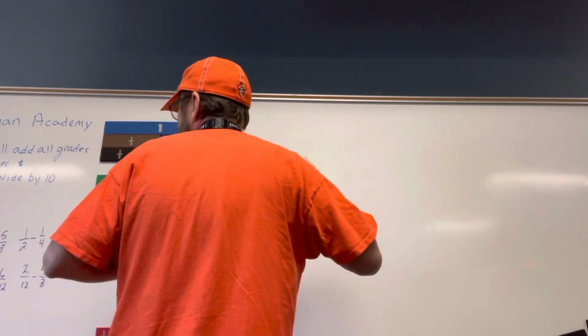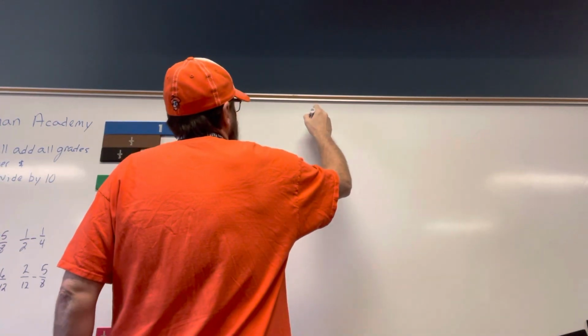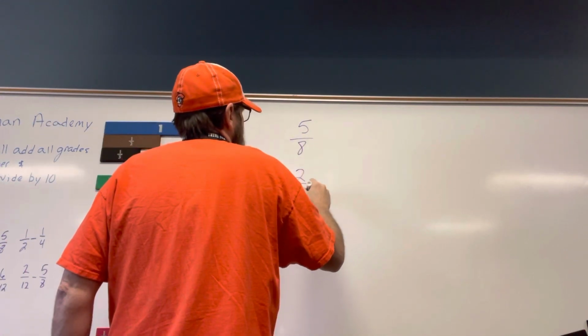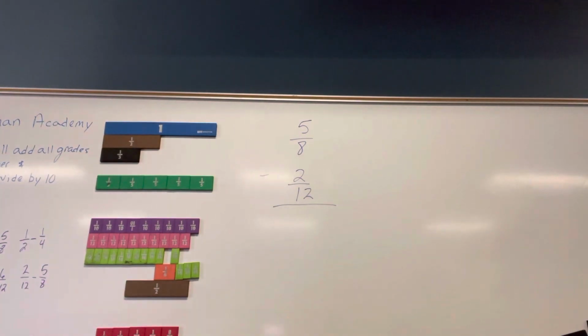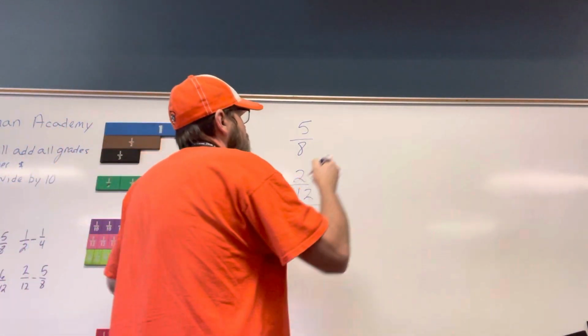I have 5/8 subtract 2/12. All right, we can start this one a little differently. We kind of talked a little bit about it yesterday. Az, do you have any ideas of what we might do for this one? 24. Okay, we could have a common denominator of 24.